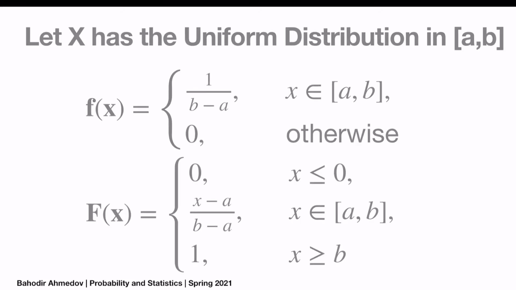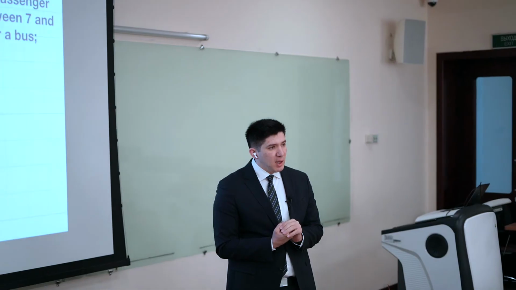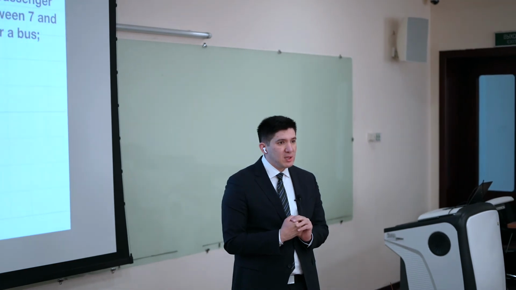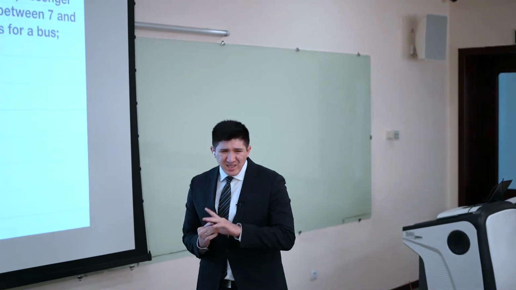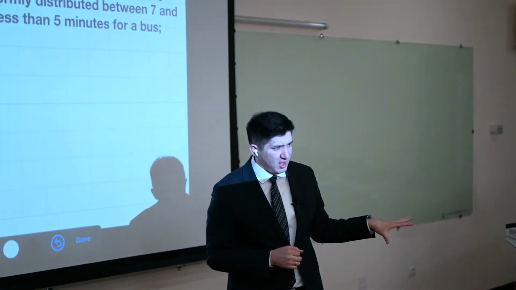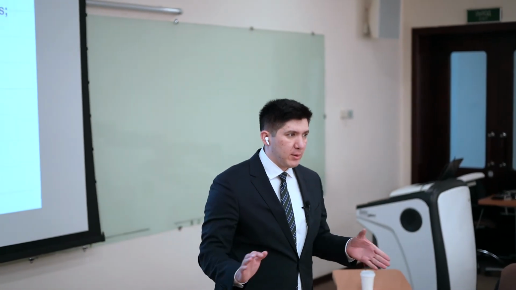Let's do an example. Let's say that trains arrive at a specific station every 15 minutes, starting from 7. So at 7, at 7:15, 7:30, 7:45, and so on. Let's assume it's not a bus station, it's a train station, so that they always arrive at the specific time.